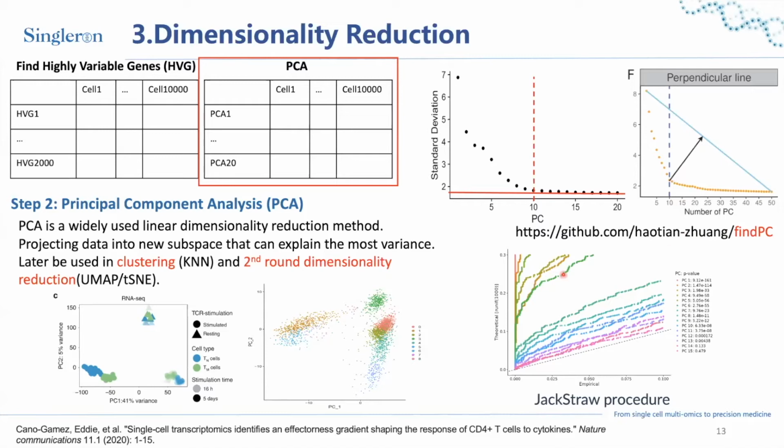And also in Seurat, there is a procedure called JackStraw procedure, and it will calculate the significance of every PC, drawn here. So after this procedure, it gives you some suggestions on how many PCs you should use for downstream analysis.